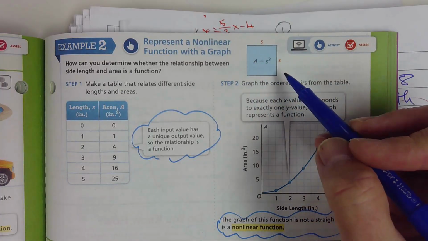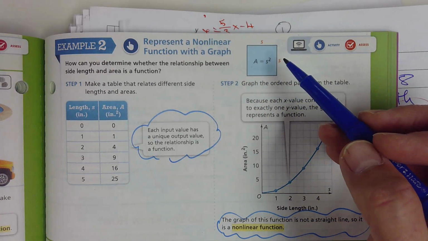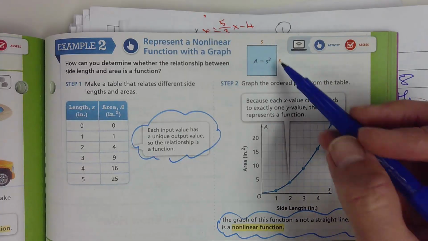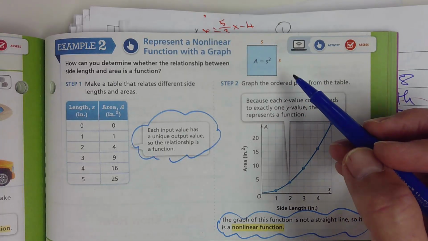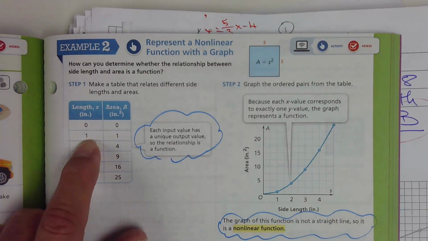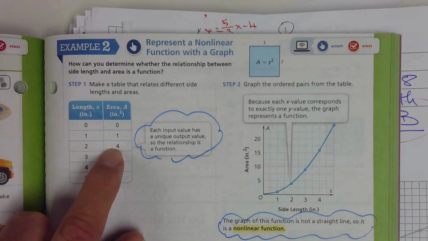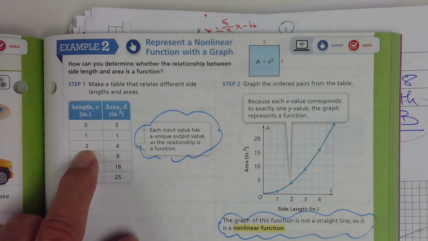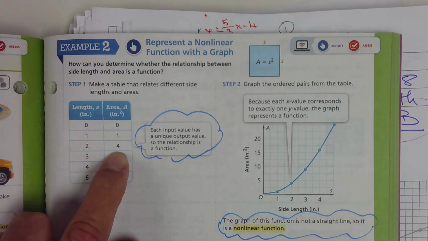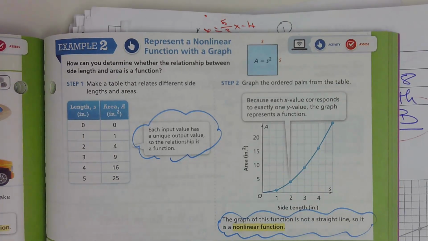So here they have a square. You guys all know the formula to find the area of a square. It's simply length times width, or you're multiplying two sides. And so if the length is 0, the area is 0. If the length is 1, the area is 1, because you're squaring it. If the length of a square is 2 inches, the area is 4, length times width. If it's 3, it's 9, 4, 16, 5, 25. I think you guys get that.